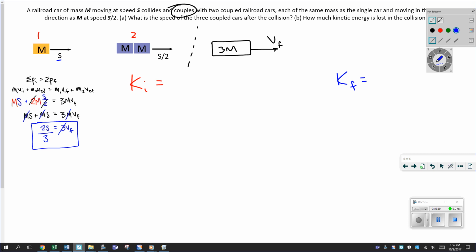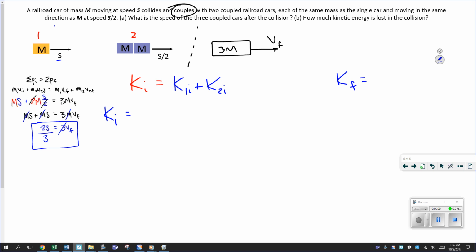If we're looking for kinetic energy, we need expressions for kinetic energy. Now, in the beginning, there are two different objects moving at different speeds. We know what their speeds are, we know their characteristics, so we can write expressions for each of these. K initial: this one's kinetic energy is 1/2 m v squared. The second one's is 1/2 m v squared.